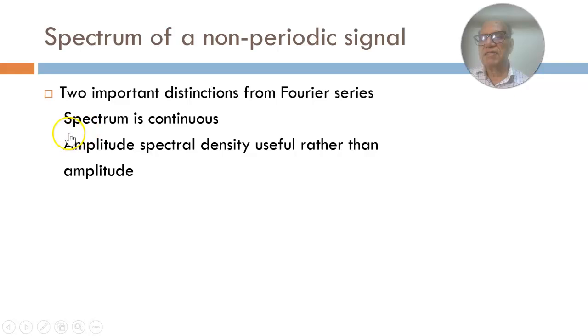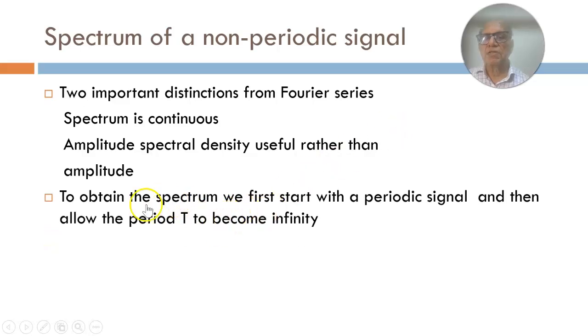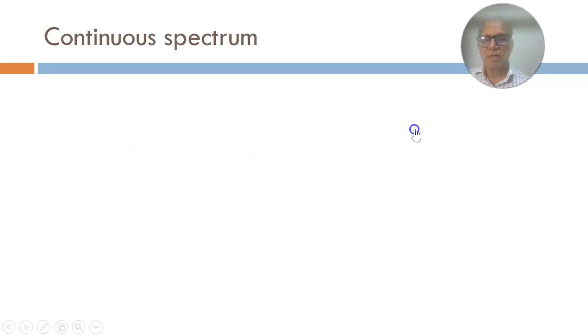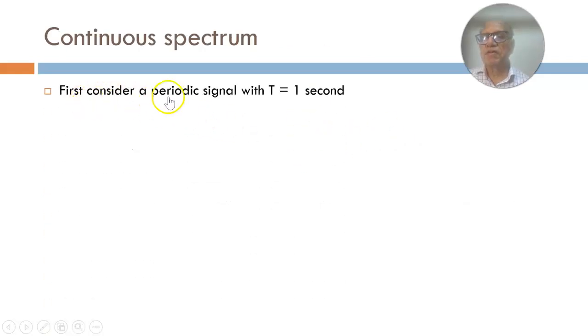But let us try to address this statement, spectrum is continuous. How does it come about? To obtain this spectrum, we first start with a periodic signal and then allow the period T to become infinity. So first consider a periodic signal with T equal to 1 second. Then clearly the fundamental frequency is the reciprocal of this, 1 divided by T, which is 1 Hertz. So the second harmonic will be 2 Hertz.